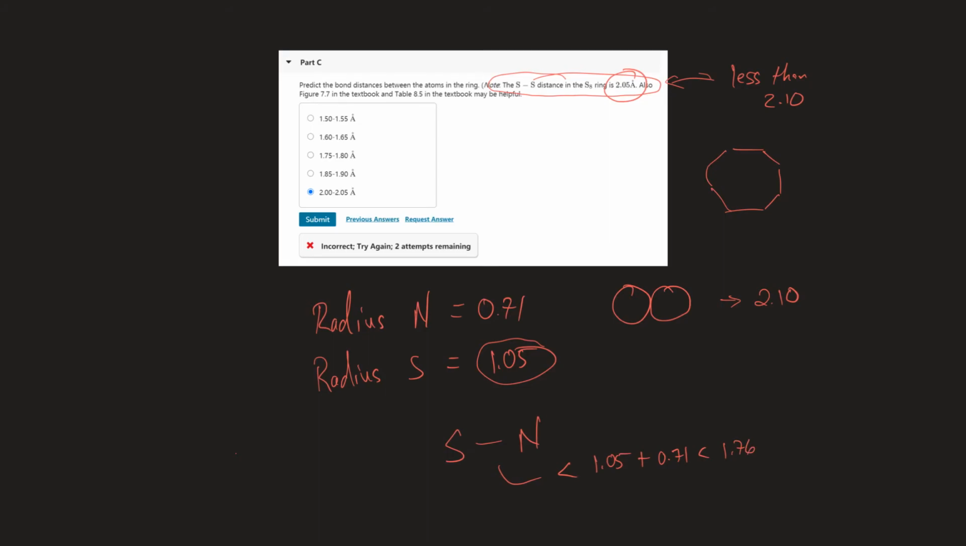And I guess technically 1.75 is less than 1.6, but 1.8 is not less than 1.76. So if it's going to be slightly less than the sum of the atomic radii, then I think your best choice is 1.60 to 1.65 angstroms.